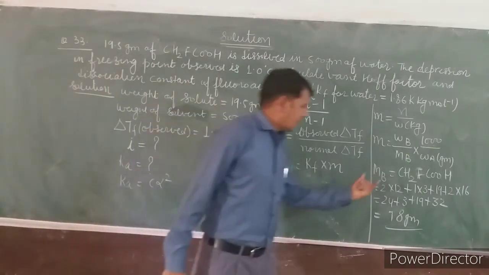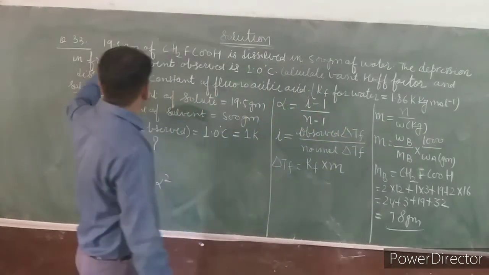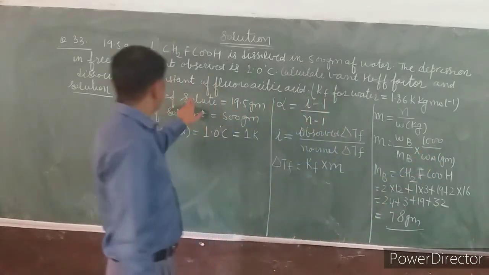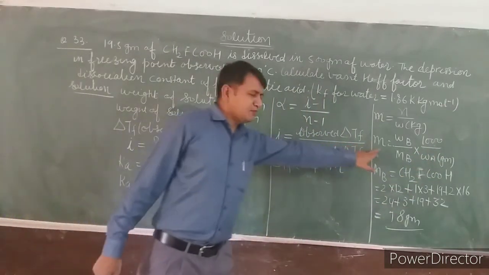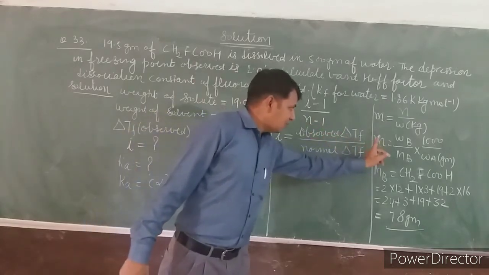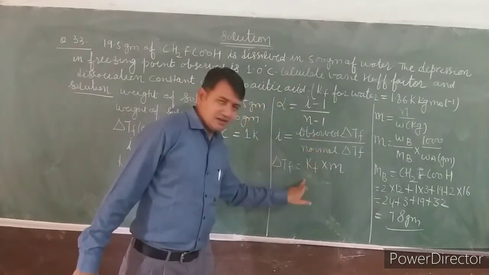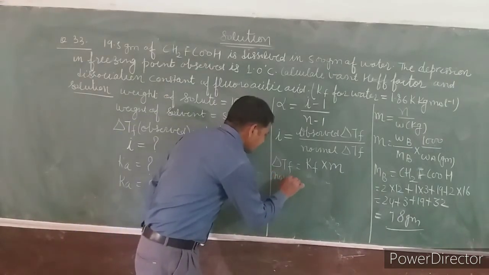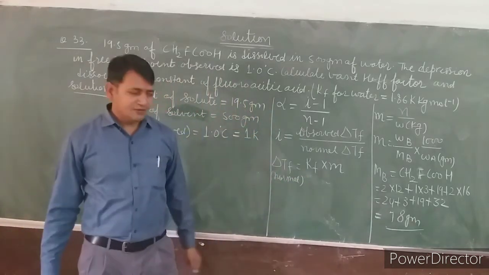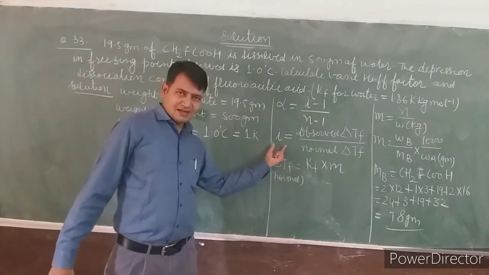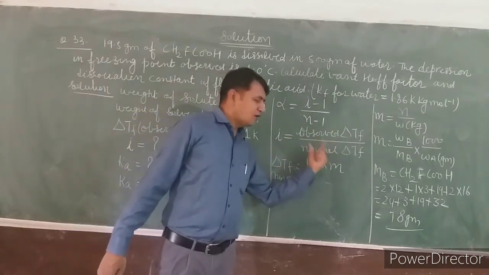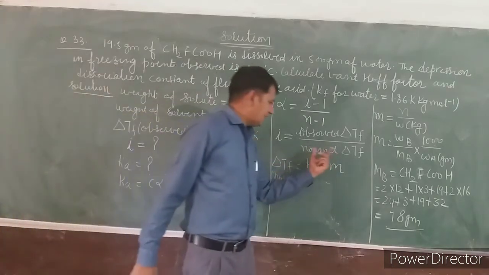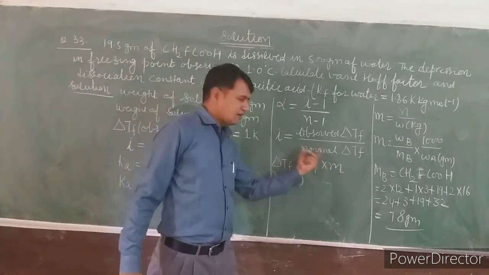The problem is solved by using the value of Wb, that is 19.5, Mb 78 grams, Wa that is 500 grams. We can calculate molality. After getting the molality, put this molality value here. Calculate del Tf normal. After getting the value of del Tf normal, use this equation: i is equal to observed del Tf upon normal del Tf. Observed del Tf is 1 Kelvin. In the same way, you will find the value of del Tf normal, put it here, calculate i.